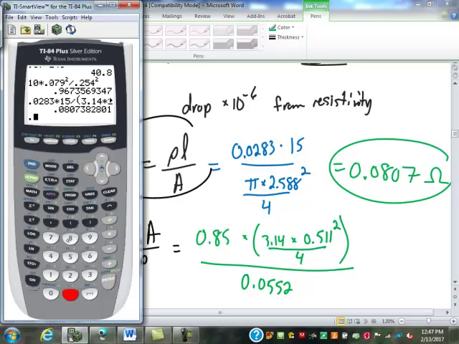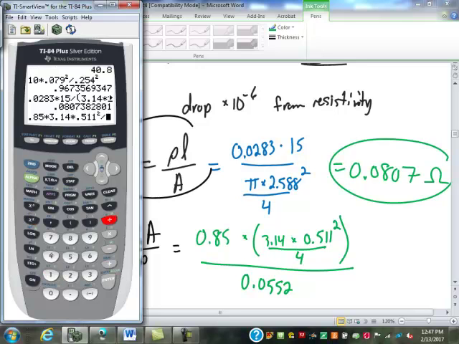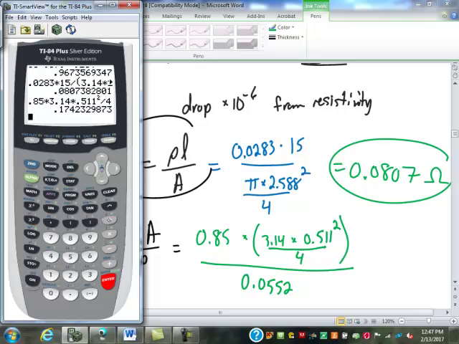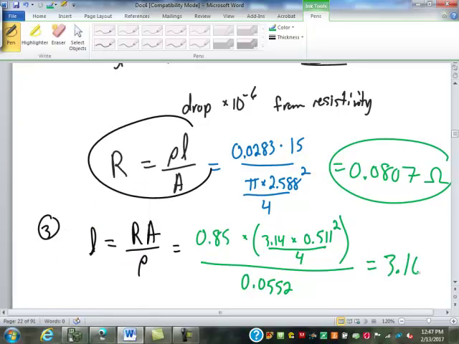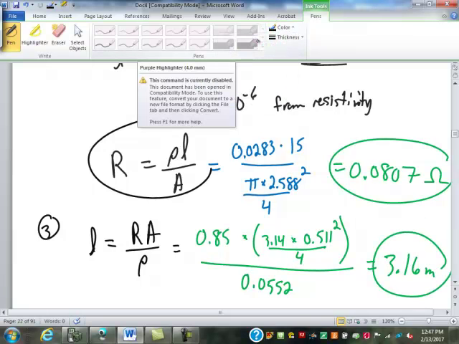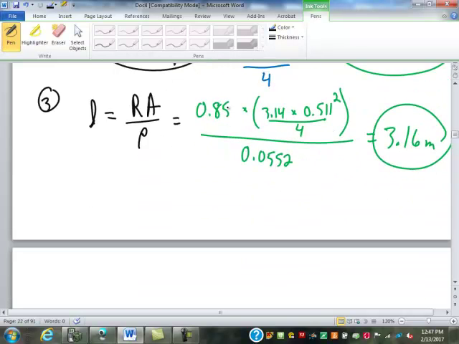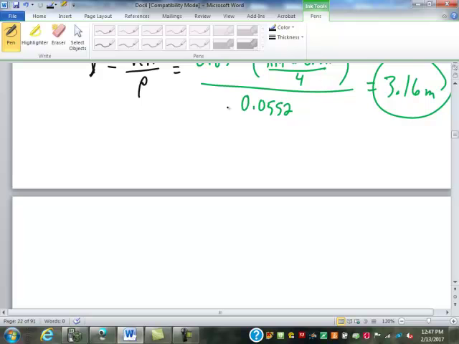So we punch this in: 0.85 times 3.14 times 0.511 squared divided by 4, then divided by 0.0552. So I get 3.16 meters. Which makes sense. Tungsten wire has a pretty high resistivity, so it only takes a short piece. Number 4 then is going to work the same way.